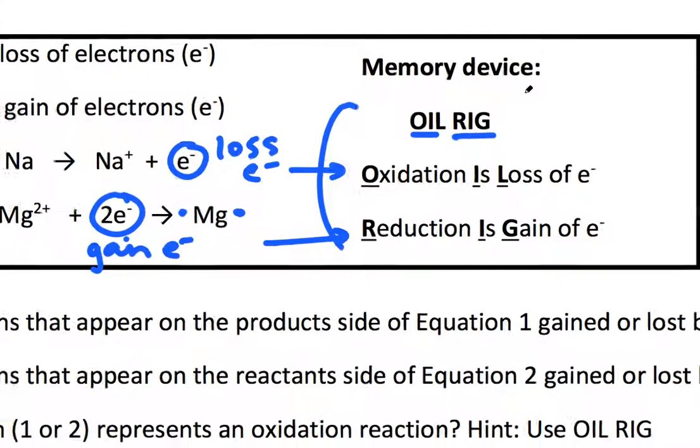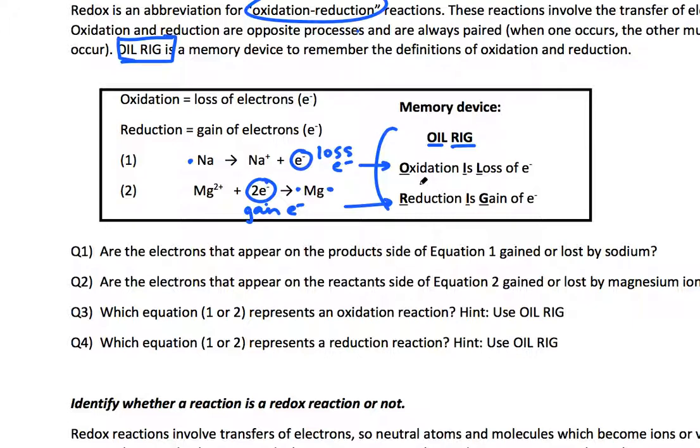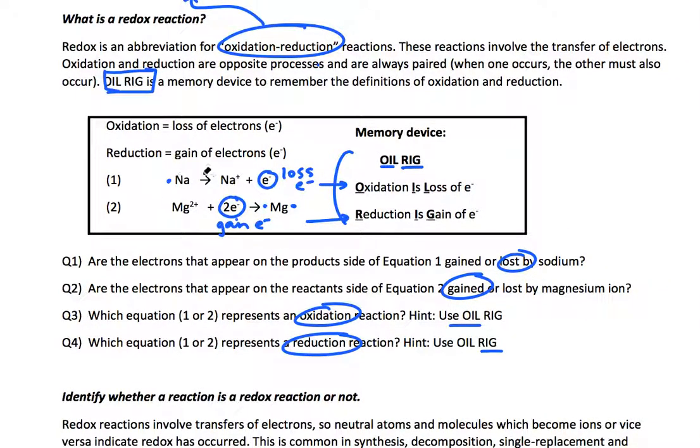So OIL RIG is a really handy device for remembering what's getting oxidized and what's getting reduced. Electrons that appear on the product side of equation 1 mean that sodium lost electrons. Electrons on the reactant side, left of this arrow, mean that we've gained electrons. Equation 1 is an example of an oxidation because we lost electrons, so OIL RIG. And equation 2 is our reduction because reduction is gain of electrons. You can see how they happen together because if sodium loses electrons, something has to pick that up. That's why we call these redox reactions, because they involve both of these processes.